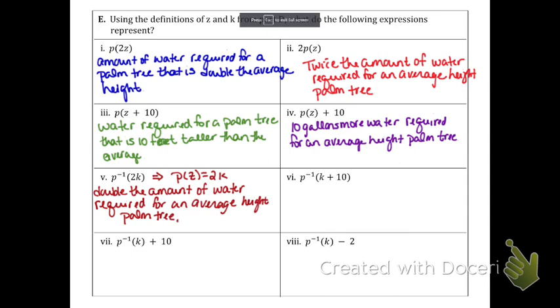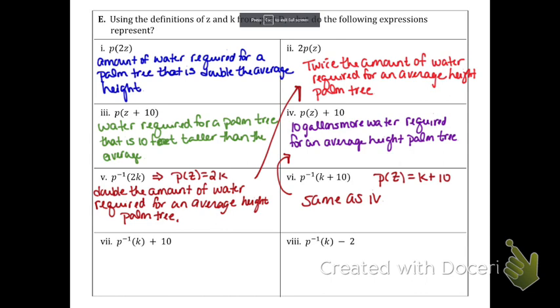Six says the inverse P of K plus 10. Okay, so that's equal to Z, which means then P of Z will equal the K plus 10. So that's just the water plus 10 more. That's the exact same thing as 4. And actually 5 was the same exact thing as 2. Just another way to write it.